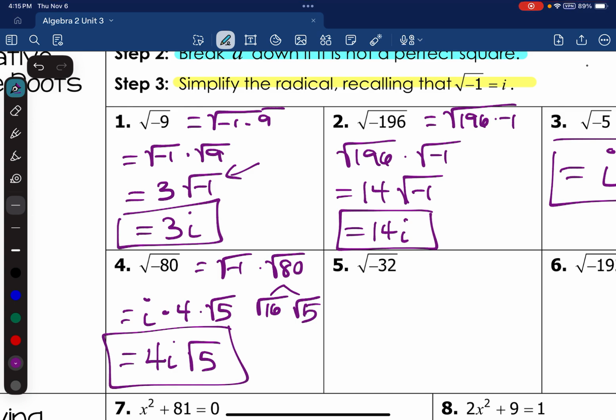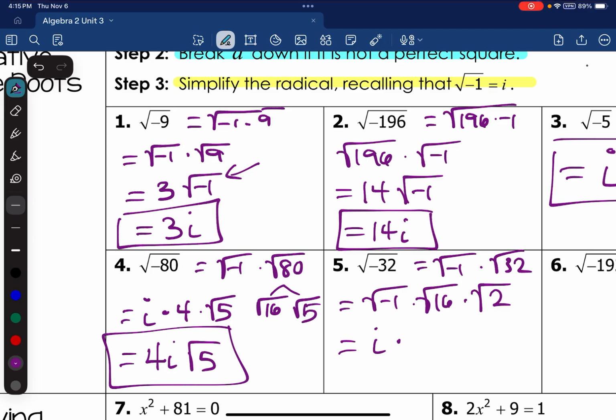All right, let's repeat this process. Let's see if we can make sense of it. So we're going to have a -1 and a radical 32. Well, the two factors are 16 times 2. So radical -1 is i, radical 16 is 4, radical 2 stays radical 2. Write it in order, 4i radical 2.